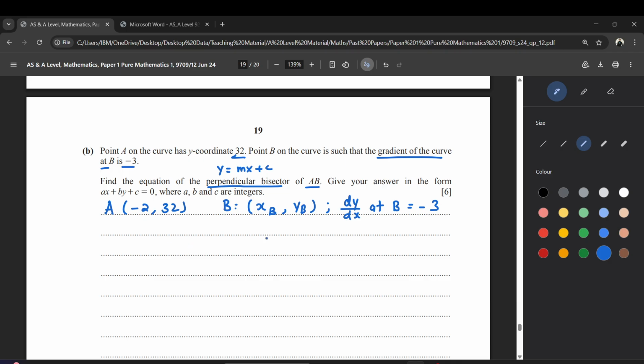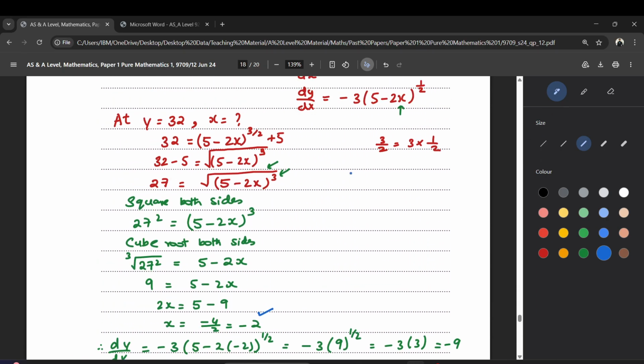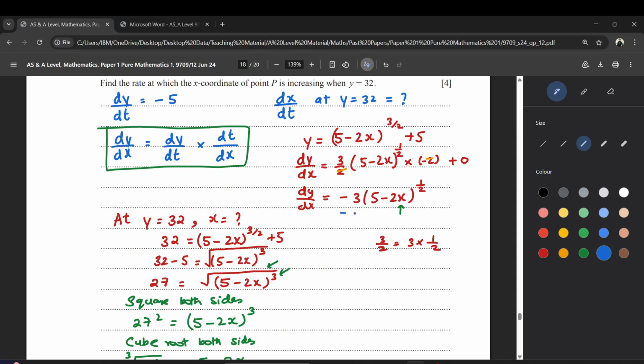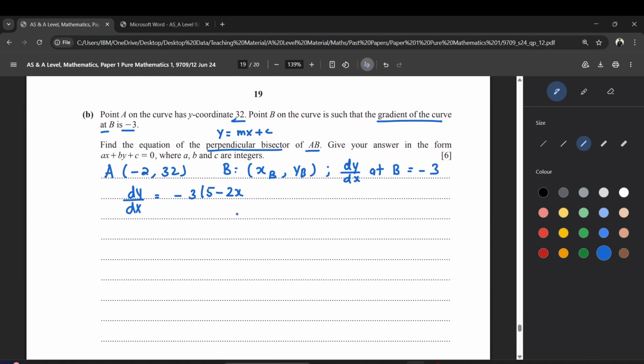So what I'm going to write down here is that dy/dx is equal to minus 3 times (5 minus 2x). What was it? Because we already differentiated this right over here. This is my gradient function of the curve. So we have minus 3 times (5 minus 2x) to the power of half.